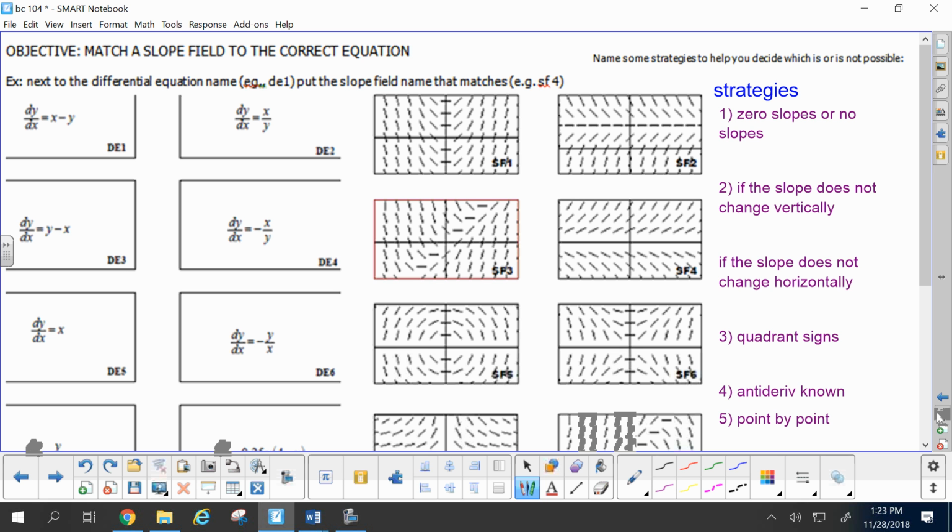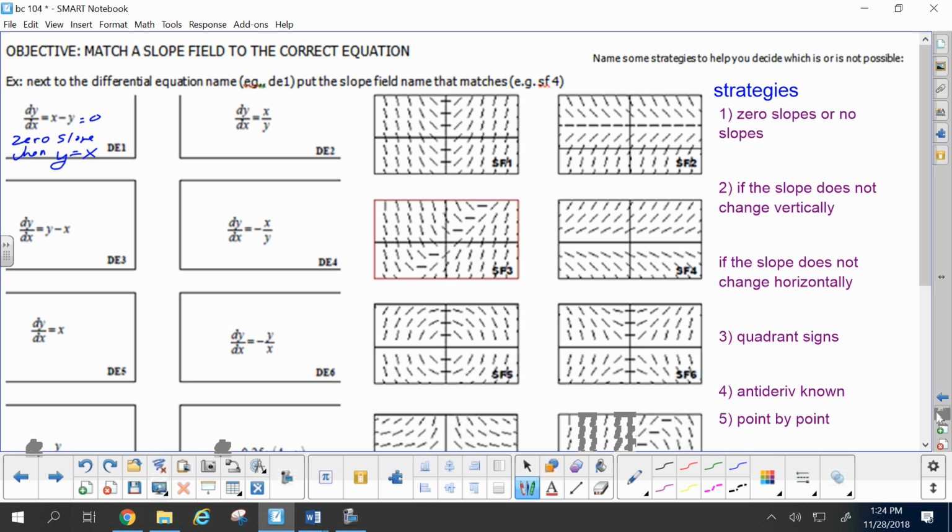All right? The very first thing I would do, what I would consider the easiest place to start, is to look for whether it's 0 slopes or no slopes. For example, this, dy/dx equals x minus y. This would have 0 slopes when what? When would this derivative come out 0? When y equals x. Anywhere along y equals x, you should have 0 slope.